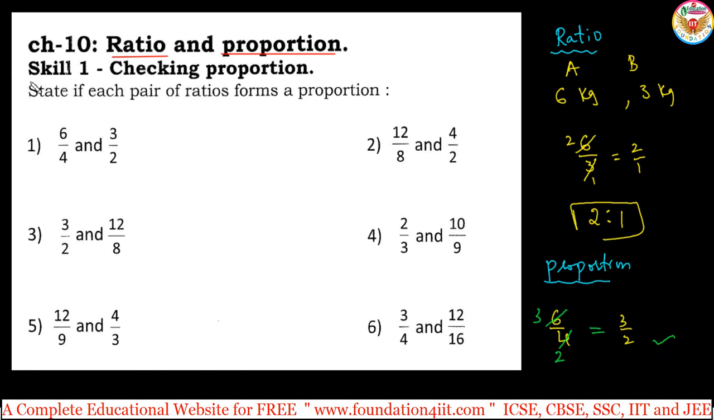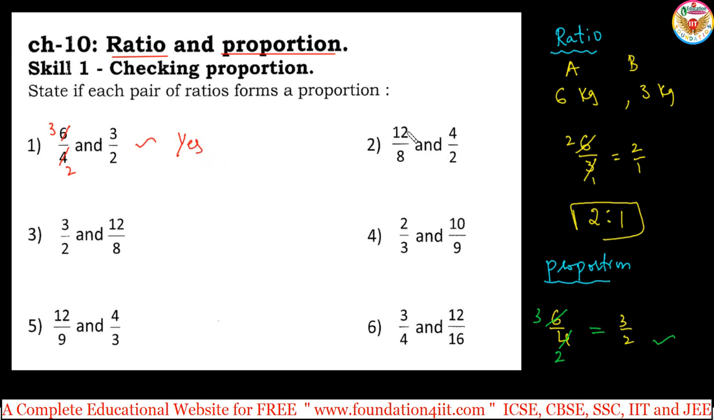Checking the proportion, skill 1. I'm giving a few sums. The rest of the problems you practice from the remaining pages of the PDF. State if each pair of ratios forms a proportion or not. So 6 divided by 4, 3 by 2. For 6 and 4 use the 2 table. 2 2s are 4, same table you can cancel. So 2 3s are 6. 3 by 2 and 3 by 2 both are the same. Yes, they are in proportion.